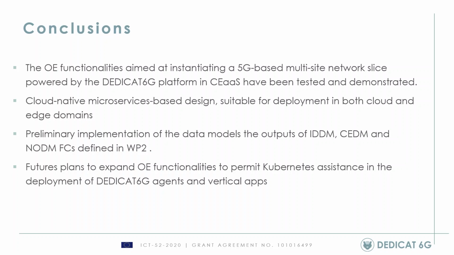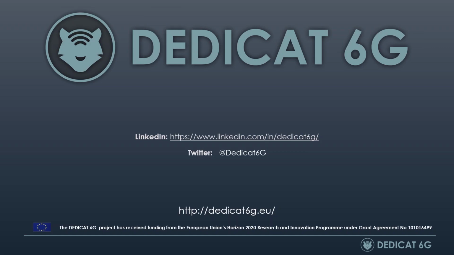To conclude, we have shown some functionality of the orchestration engine aimed at instantiating commanded network services. This work follows a design based on cloud-native microservices, suitable for deployment in both cloud and edge domains. In addition, we have implemented the output data model provided by the functional components IDDM, CEDM, and NODM defined in deliverable 2.4 in separate containers. Finally, our roadmap includes extending the functionality of the orchestration engine to support Kubernetes in the deployment of DEDICAT agents in vertical apps.